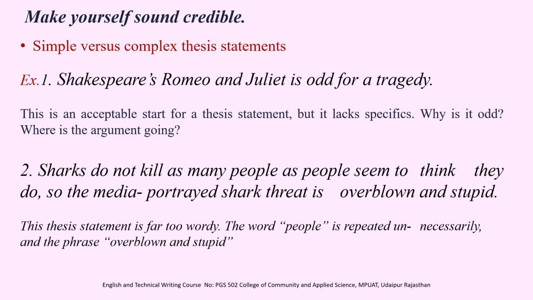Shakespeare's Romeo and Juliet is odd for a tragedy. Now this statement is an acceptable start for a thesis statement, but it lacks specifics. Why is it odd? Where is the argument going? Now a second example we can take. For example, sharks do not kill as many people as people seem to think they do. So the media portrayed shark threat is overblown and stupid. Now this thesis statement is far too wordy. The word people is repeated unnecessarily and so is the phrase overblown and stupid. So this must be avoided in your thesis statement.